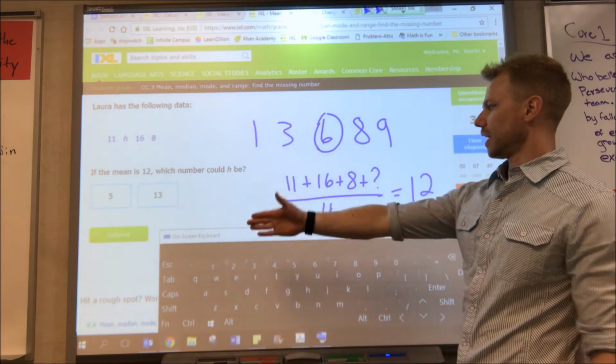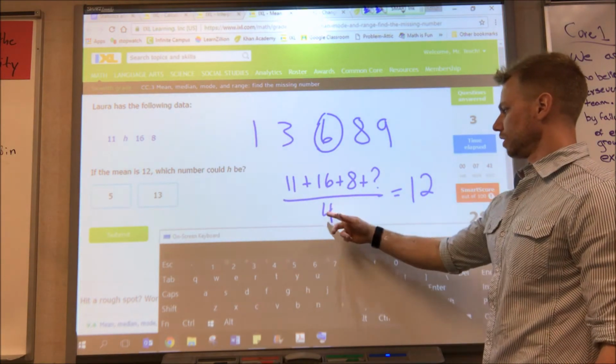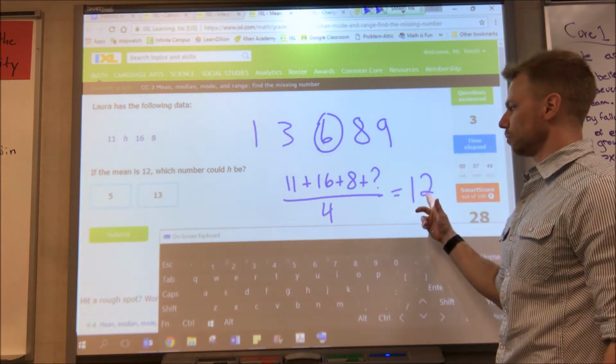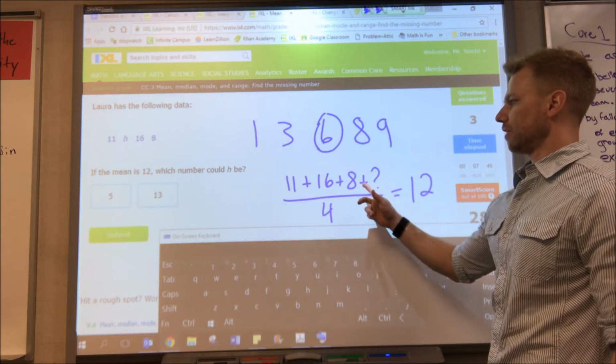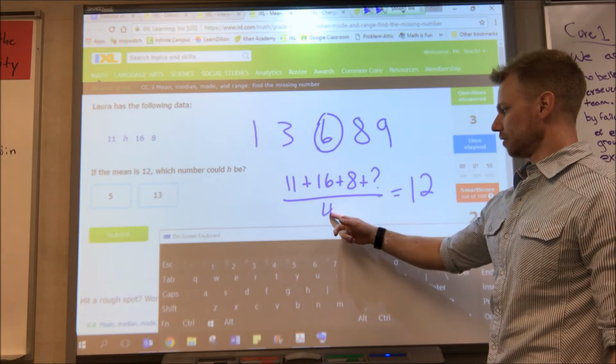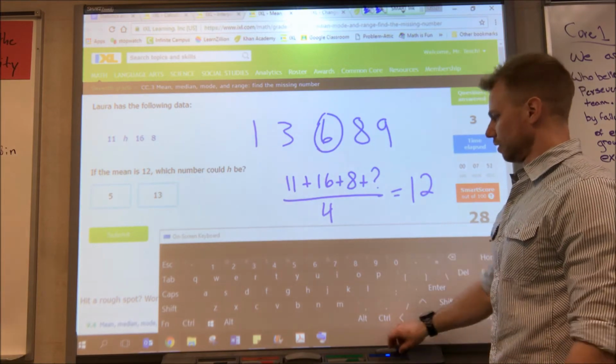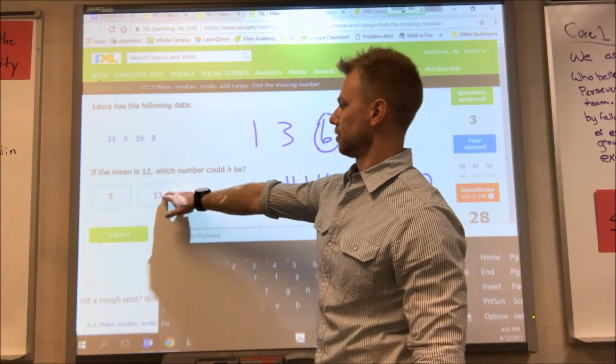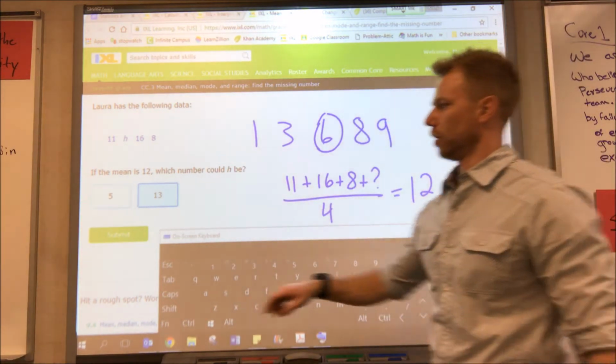Well, 35 plus 5 is 40. 40 divided by 4 is 10. So it must not be 5. 35 plus 13 is 48. 48 divided by 4 is 12. So H has to be 13 to get a mean of 12.